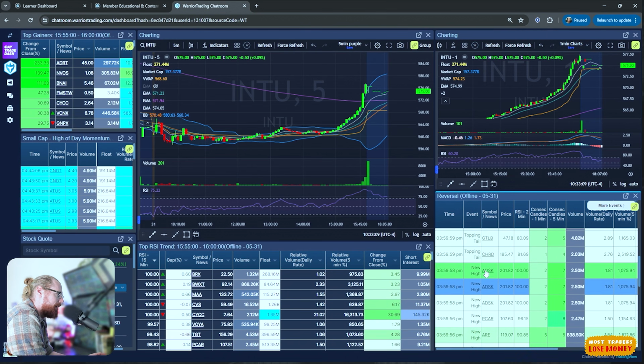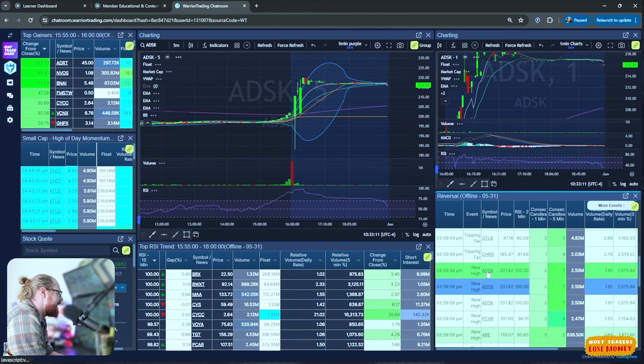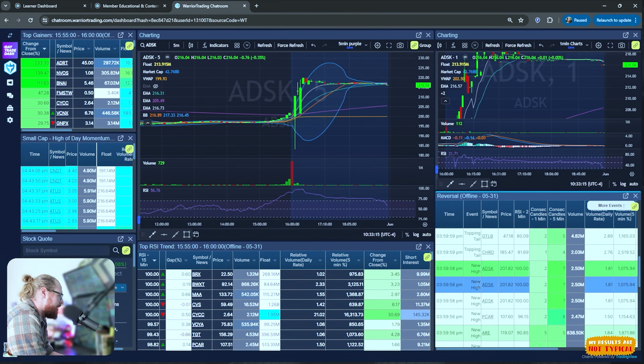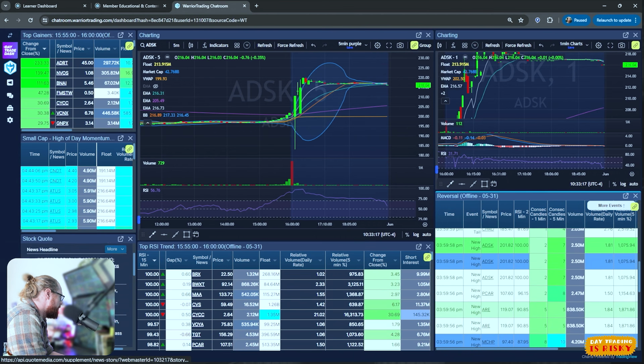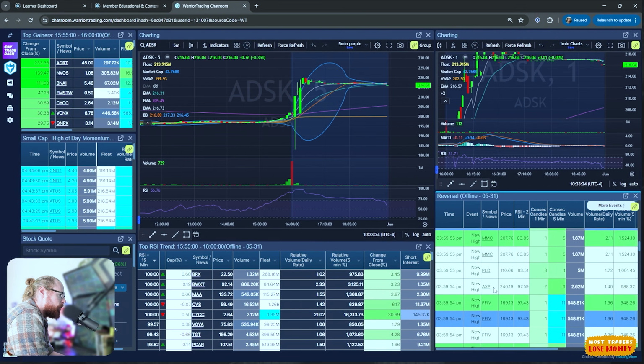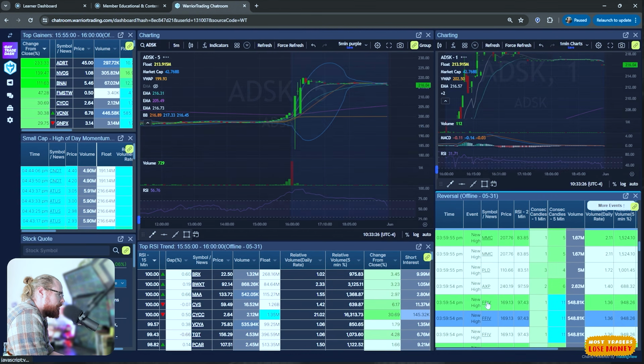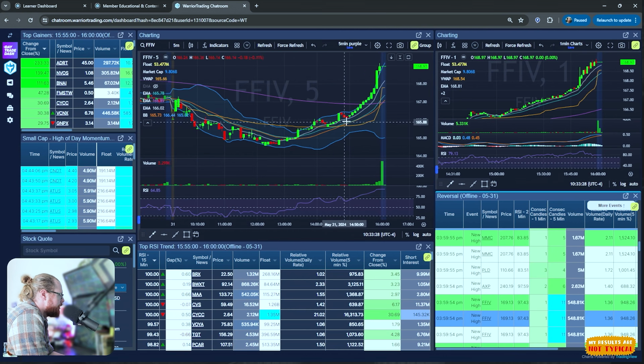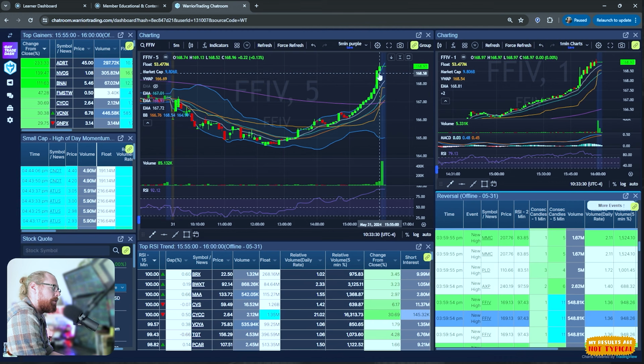So let's see, we had Autodesk here, ADSK. So again, extended here. Might have been some news on that after hours. Autodesk, there's definitely some headlines on that. Let's see, go back a little further. FFIV, this is another one going into the close. So all those consecutive green candles though, that's something that I really like to get focused on.